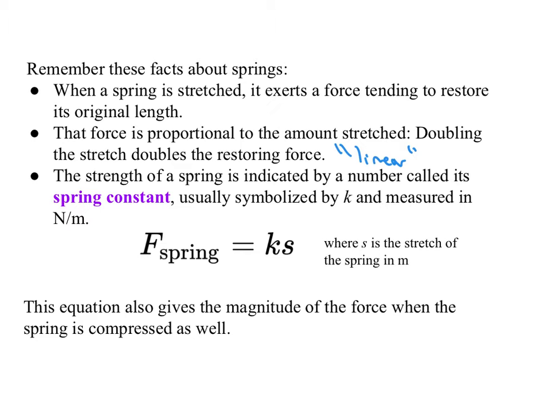restoring force. The strength of a spring is indicated by a number called its spring constant, usually symbolized by k, and measured in newtons per meter. And why do we call it linear? Because the force is proportional to the stretch. If we were to map the stretch and the force, we would get a line. This equation also gives the magnitude of the force when the spring is compressed.